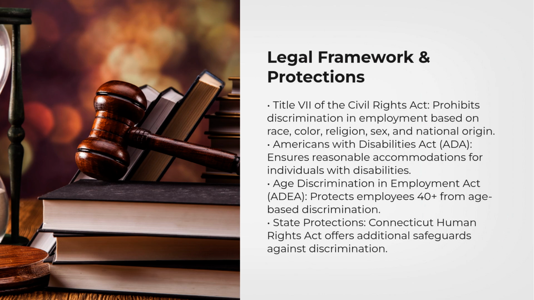Legal framework and protections. Title VII of the Civil Rights Act prohibits discrimination in employment based on race, color, religion, sex, and national origin. Americans with Disabilities Act, ADA, ensures reasonable accommodations for individuals with disabilities. Age Discrimination in Employment Act, ADEA, protects employees 40 years old or older from age-based discrimination. State protections. Connecticut Human Rights Act offers additional safeguards against discrimination.